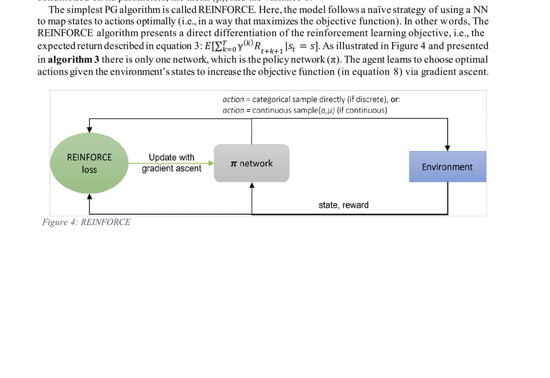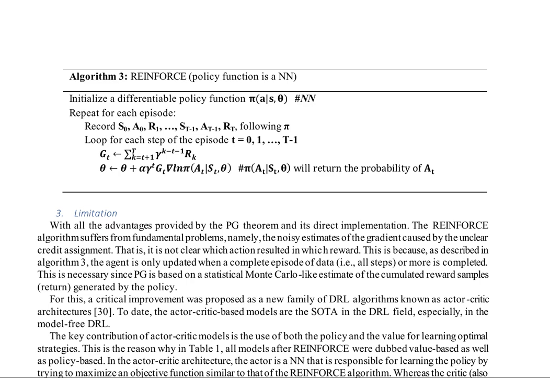The agent learns to choose actions that maximize the objective function via gradient ascent. However, the REINFORCE algorithm suffers from noisy estimates of the gradient due to unclear credit assignment, as the agent is only updated when a complete episode of data is completed. To address this limitation, actor-critic architectures were proposed, which utilize both the policy and value functions for learning optimal strategies.